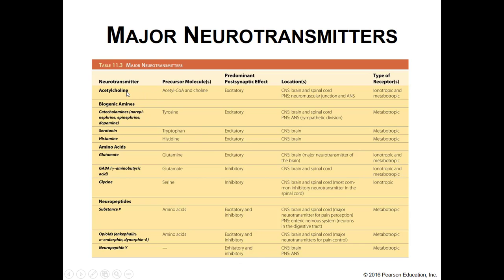We have 5 major classes. We have acetylcholine, your biogenic amines, your catecholamines like norepinephrine, epinephrine, serotonin, histamine. Those are all biogenic amines. We have amino acids such as glutamate, GABA, glycine, neuropeptides such as substance P, opioids, and neuropeptide Y. And so this tells you whether it's excitatory, inhibitory, tells you the locations and the type of receptors, whether they are ionotropic or metabotropic. Ionotropic acts directly and metabotropic acts indirectly.